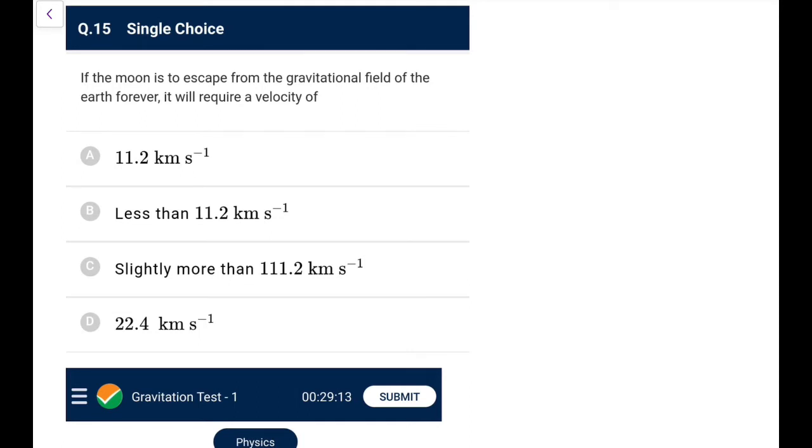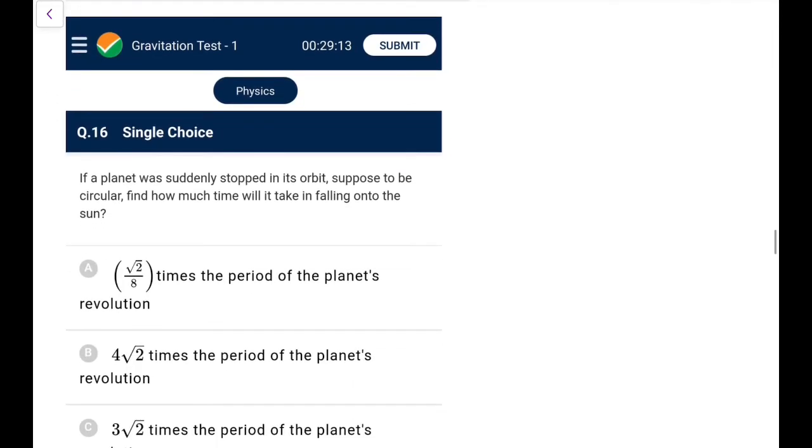If the moon is to escape from the gravitational field of the Earth forever, it will require a velocity of, definitely you know for an object lying on the surface the speed is 11.2 and that speed is independent of the mass of the particle. The moon is already far away from the Earth, so it is definitely not that much attracted as a body near the surface of the Earth, so its escape speed will definitely be less than 11.2 km per second. So go for option B out of these 4 options.